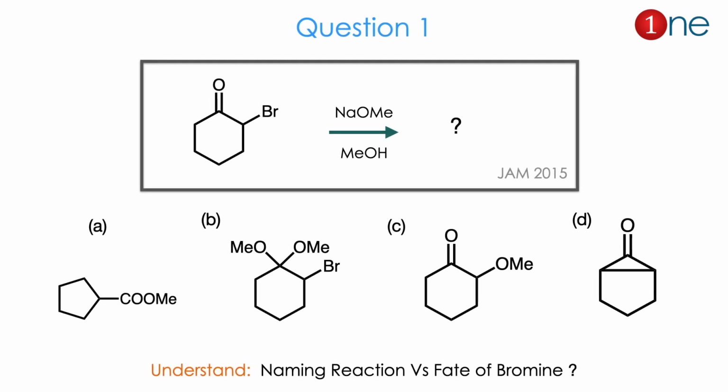The starting material is cyclohexanone. It has bromine at the alpha position, so it's an alpha haloketone. You are using sodium methoxide and methanol. They ask you to find the products. The products are either a ring contracted ester, or a disubstituted methoxide with bromine, or just a methoxide replacement of bromine, or a fused system with a 3-member and 5-member ring with ketone and 3-member ring. So there are 4 possibilities. From the alpha haloketone and sodium methoxide, you might guess it's a named reaction, and the fate of bromine is the real question here. The answer is C. Let us see how.